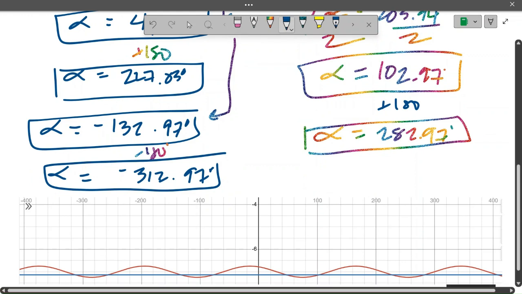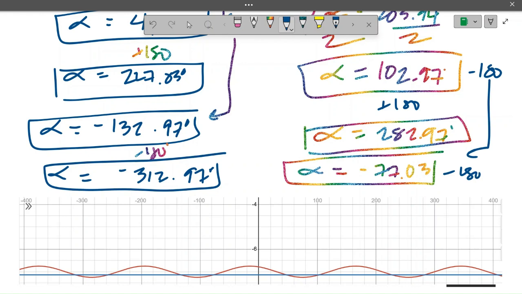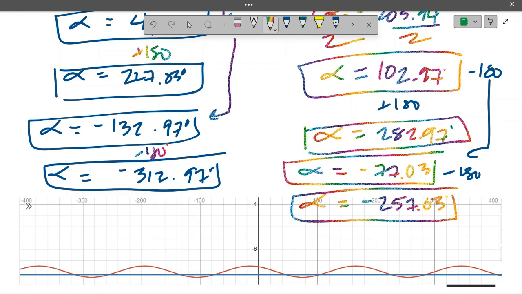I'm going to come up to my original value and subtract 180 degrees. When I subtract 180 degrees from 102.97, I get negative 77.03 degrees. That's a solution. And then I'm going to subtract 180 degrees one more time because I do believe I'm going to get a value within domain again. And I, in fact, do. I get negative 257.03 degrees. Okay. All right. So we have 8 solutions.